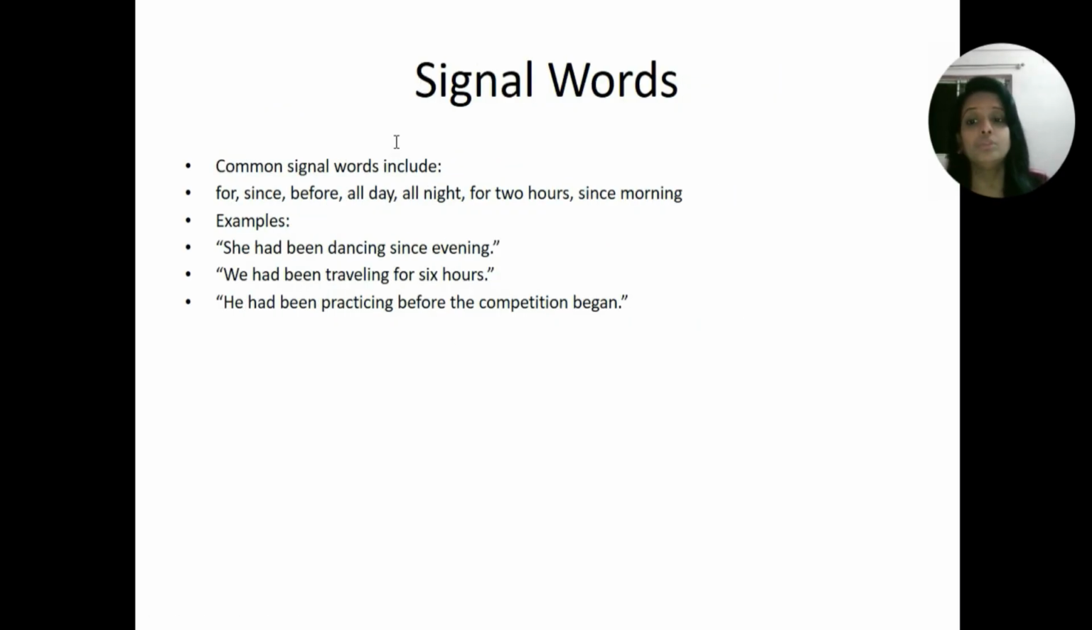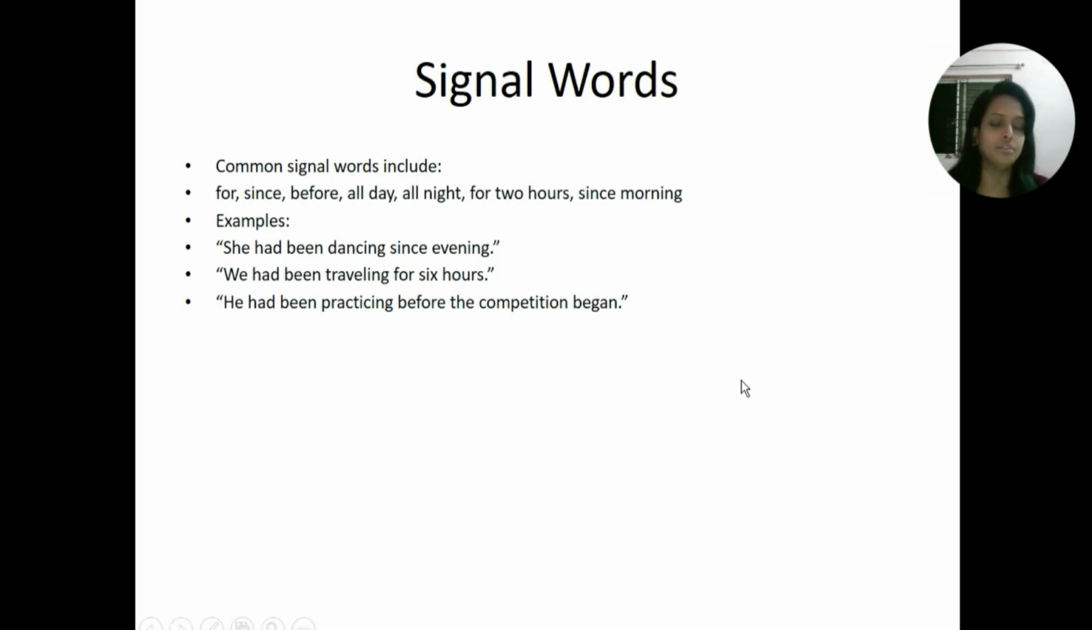For example, words such as for, since, before, all day, all night, for 2 hours, since morning, before the event started. Got it? And here are some examples. She had been dancing since evening. We had been traveling for 6 hours. He had been practicing before the competition began. So these words help indicate duration.